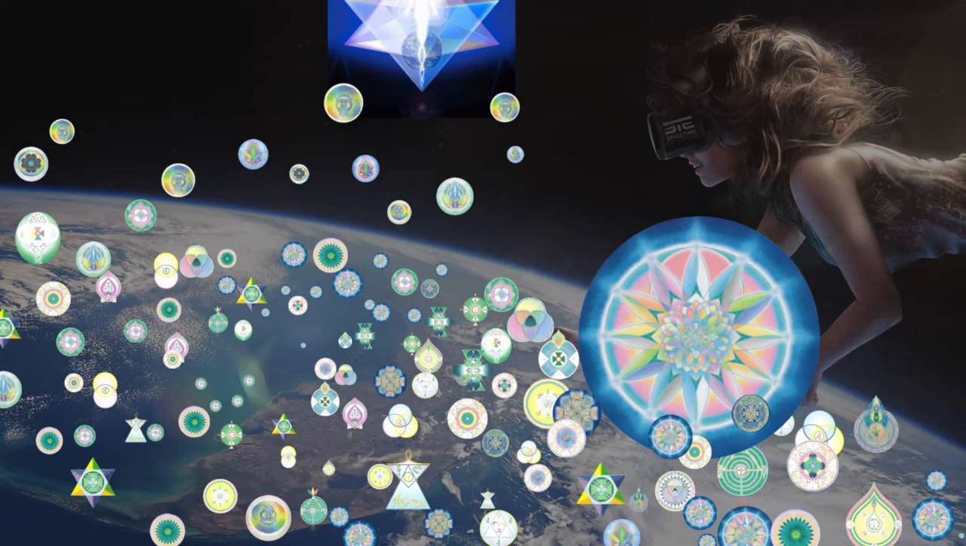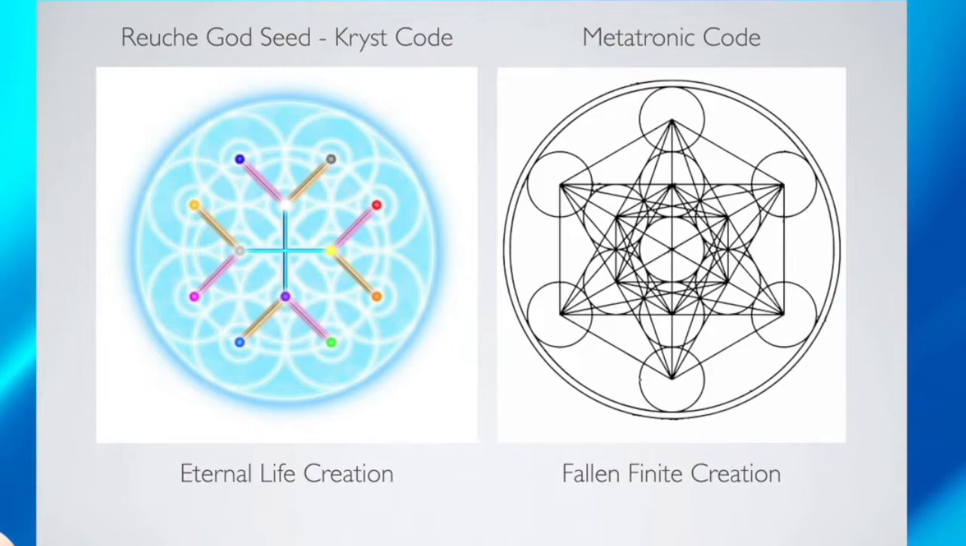So here we can see both of the templates side by side. You've got the Reuche Godseed Kryst code based on octant geometry, and you've got the Metatronic code based on fallen sextant hex geometry. Because this has now been changed into a hex geometry, the cells can no longer phase together because the Triveca phase cells are no longer there. So the phasing that normally takes place to create the backflow return with God Source Consciousness Field can no longer take place in this template.